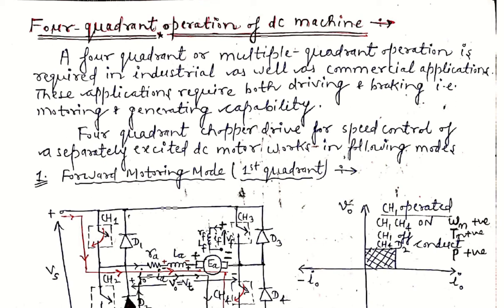In most applications our machine will be working in either a motoring mode or a generating mode, that is a braking mode of operation. Several applications are there in industries where we have to brake our DC motor or work it as a generator. So a four quadrant chopper drive for speed control of a separately excited DC motor works in the following modes. In this video lecture we will see a separately excited DC motor, for which we will see four quadrant operation, and what the power and torque requirements are.